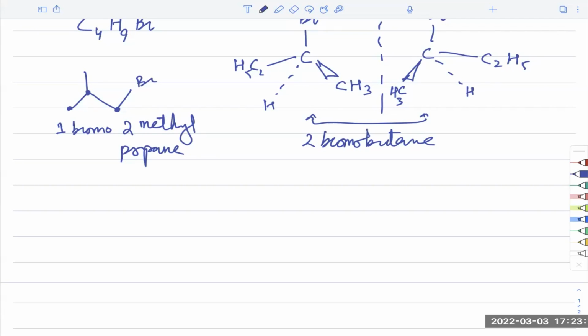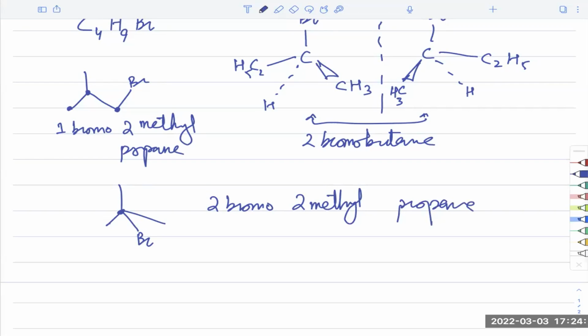I could also move this bromine, so I could take the 2-methylpropane and I could add the bromine here. I could do that, move this from here all the way to here. And if I do that, I will end up with, again, this is 2-bromo-2-methylpropane. So these are the 5 isomers of C4H9Br.